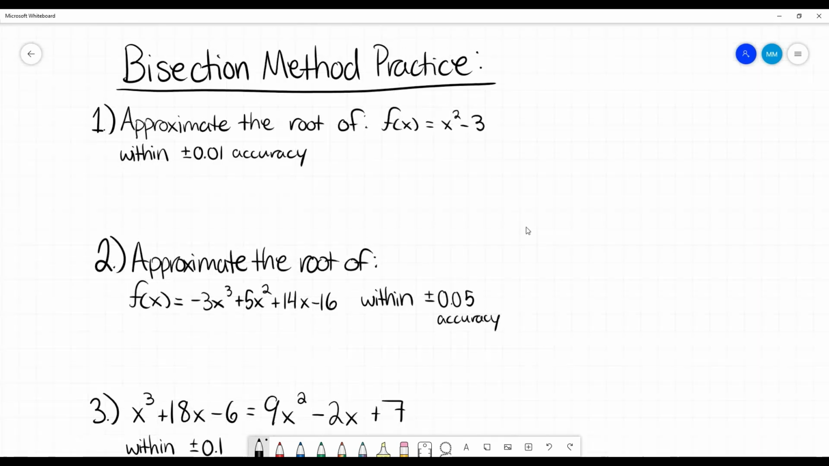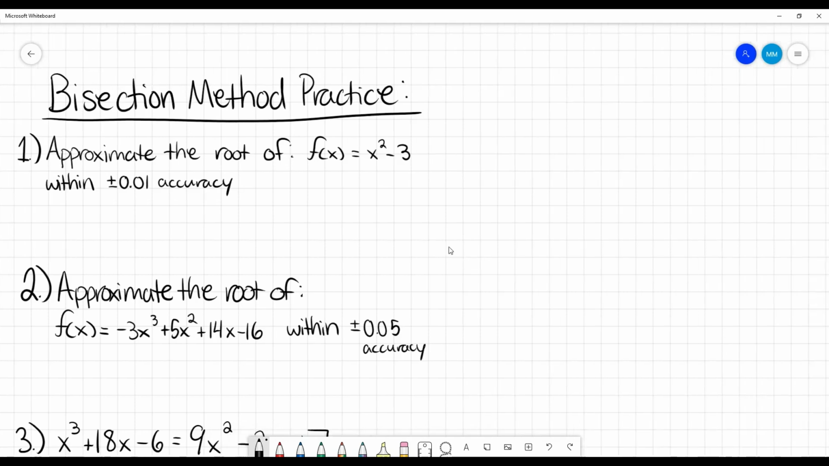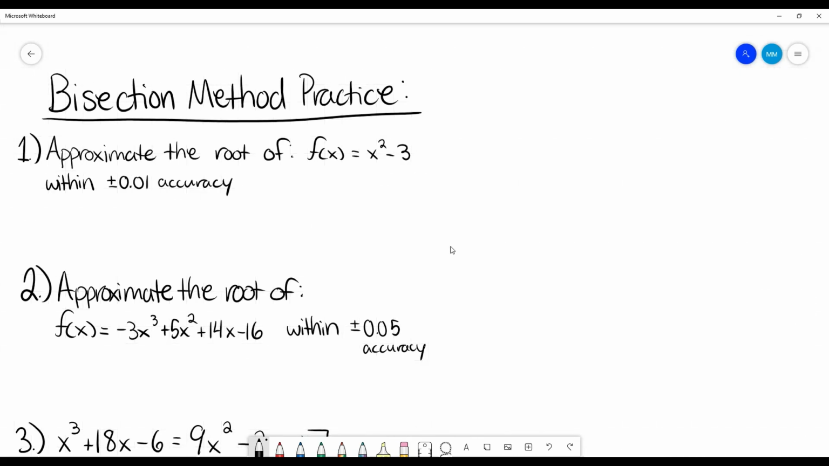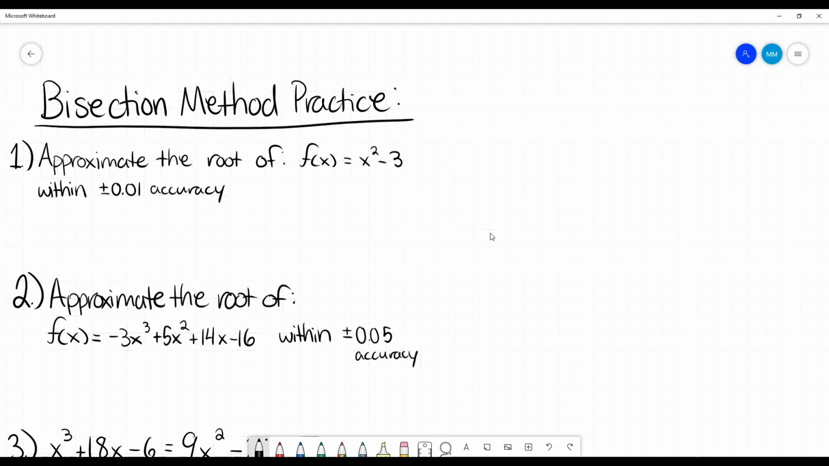So let's take a look at this first piece of practice over here. It says approximate the root of this function within 1/100th accuracy. So this is our tolerance that they gave us. And what that means is that we first need to find an appropriate interval to use.